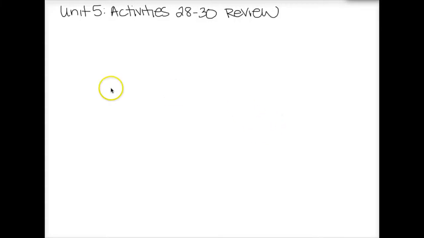Right, this is your review for Unit 5, activities 28 through 30. So the first couple of problems from activity 28 were where we learned the parent rational function, which is f of x equals 1 over x, and then the transformations of that rational function.